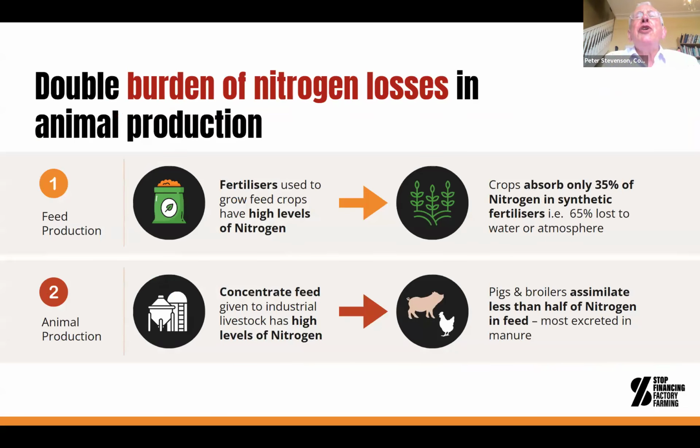Industrial animal farming has a double burden of nitrogen losses. First, the synthetic fertilizers used to grow animal feed crops have high levels of nitrogen. But crops only absorb about 35% of the nitrogen in these fertilizers. This means that 65% is lost to water or the atmosphere. But then secondly, the concentrate feed given to industrially farmed animals also contains high levels of nitrogen. But pigs and poultry assimilate less than 50% of the nitrogen in their feed. Most of it's just excreted in their manure. So what happens to all this unabsorbed nitrogen?